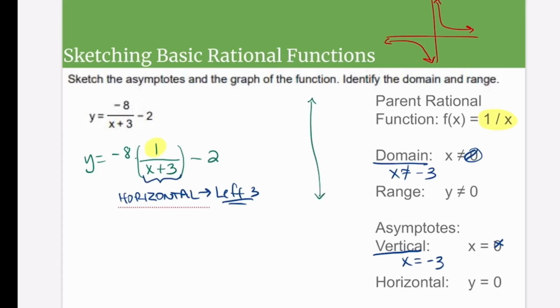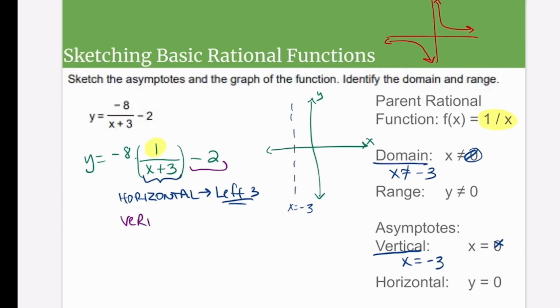We have our y-axis, x-axis, and -3 is not going to work. So I have my asymptote. I have a -2 out here.